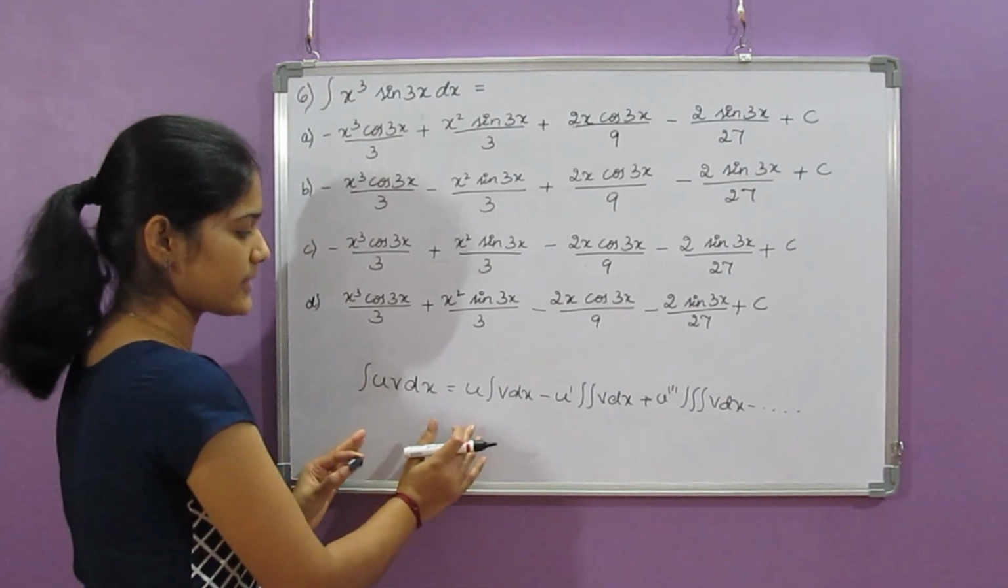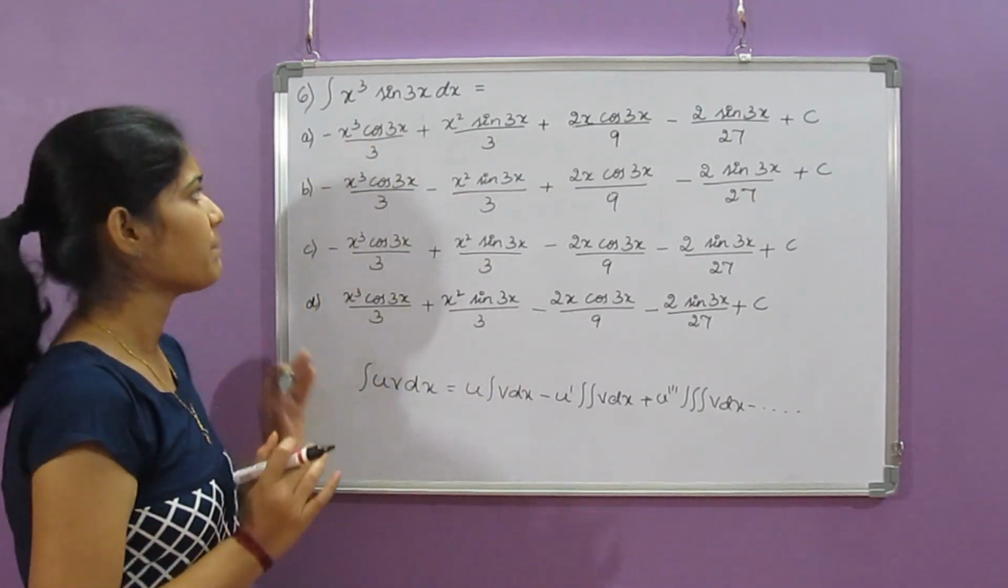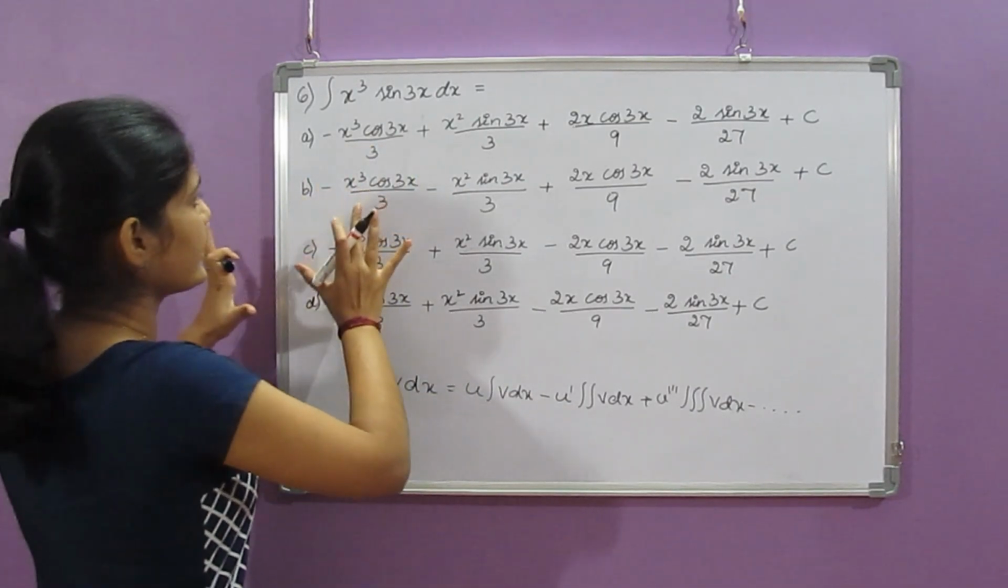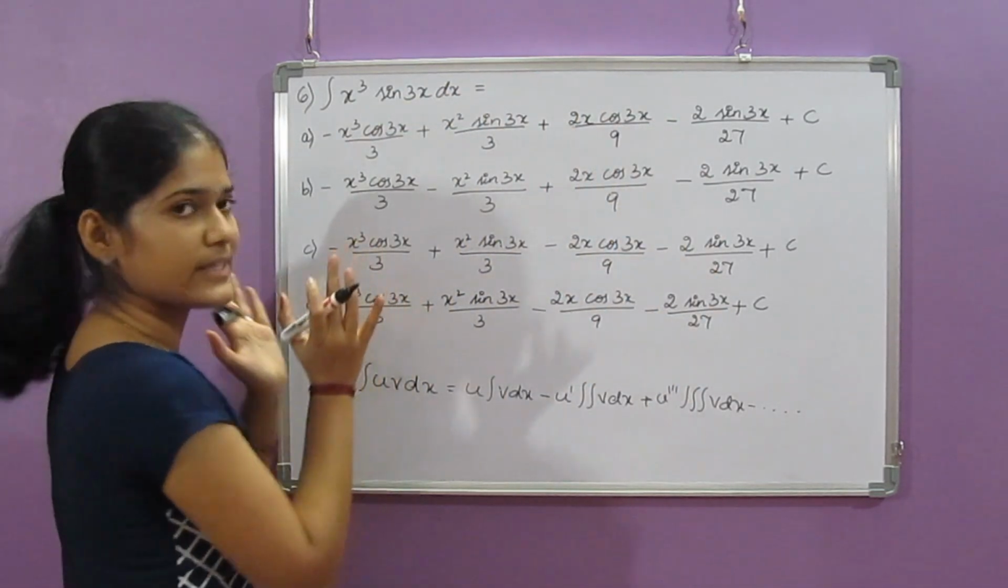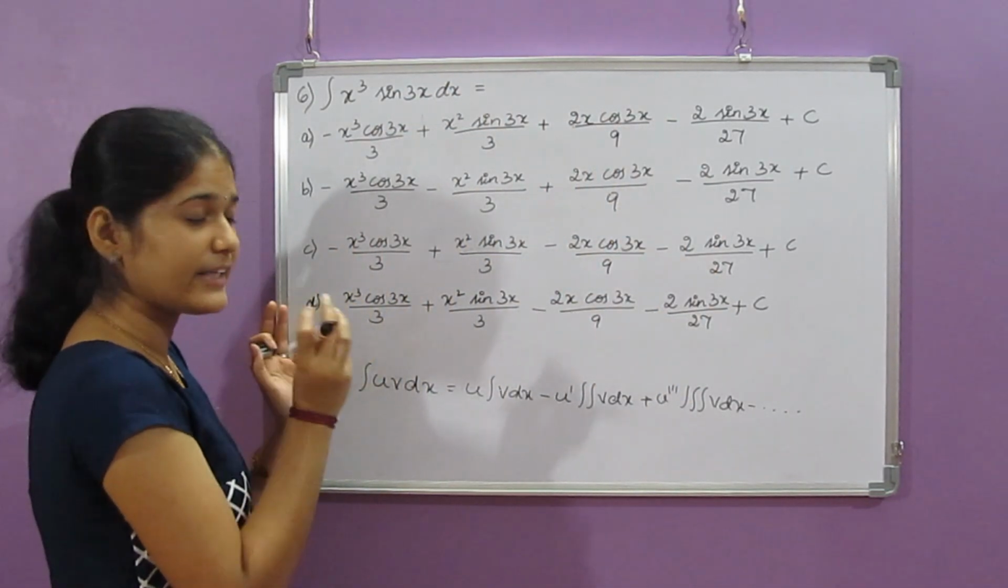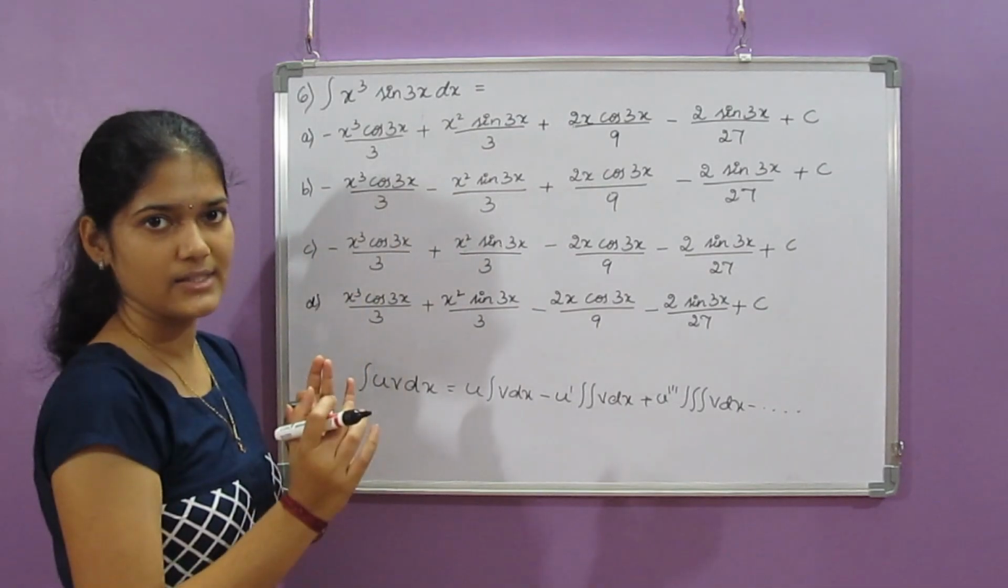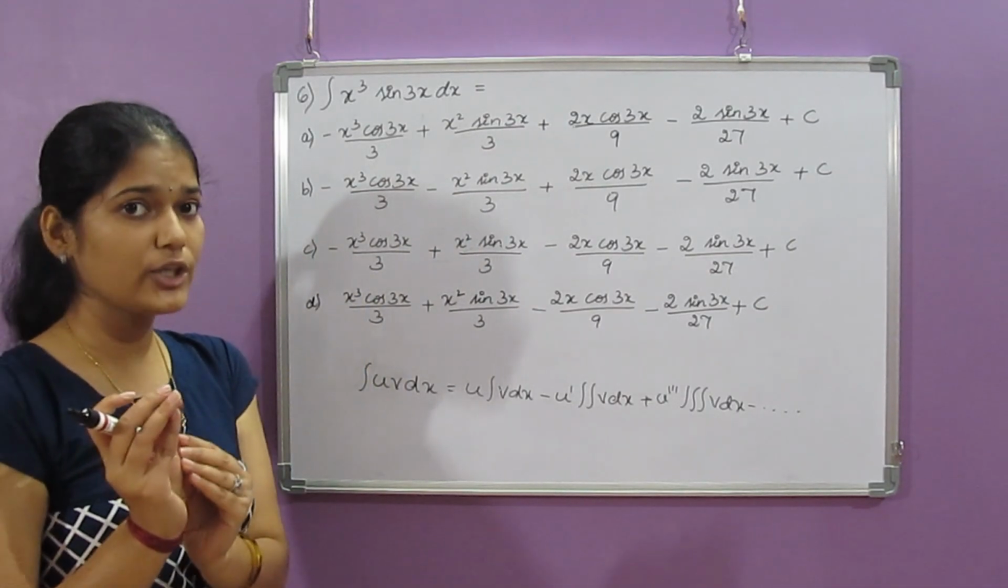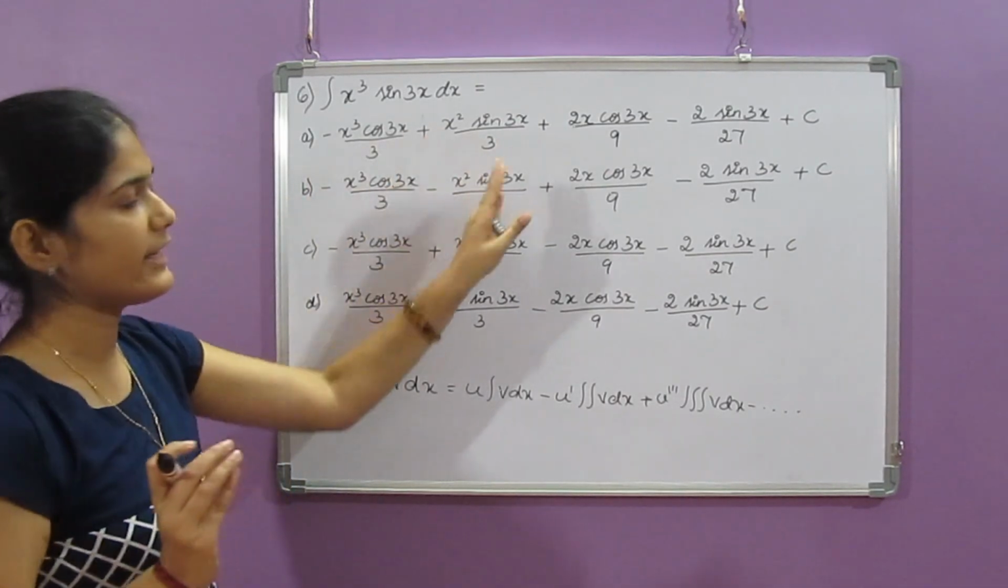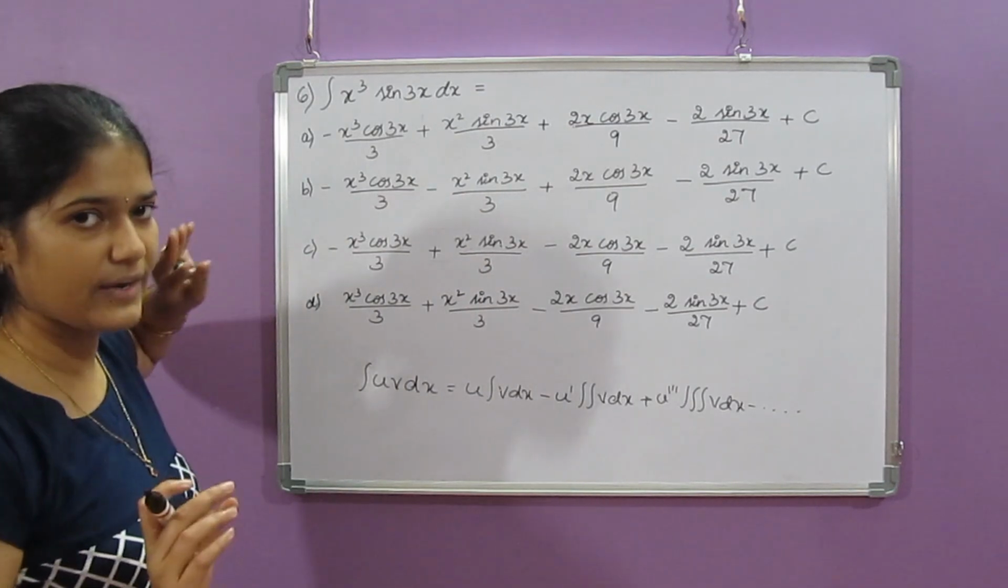Now we will use this method to solve this problem. Observe here. In all the options we have the same terms. They only differ by plus and minus signs. That means it is sufficient to find which sign will come in which position. Let's find the first term.